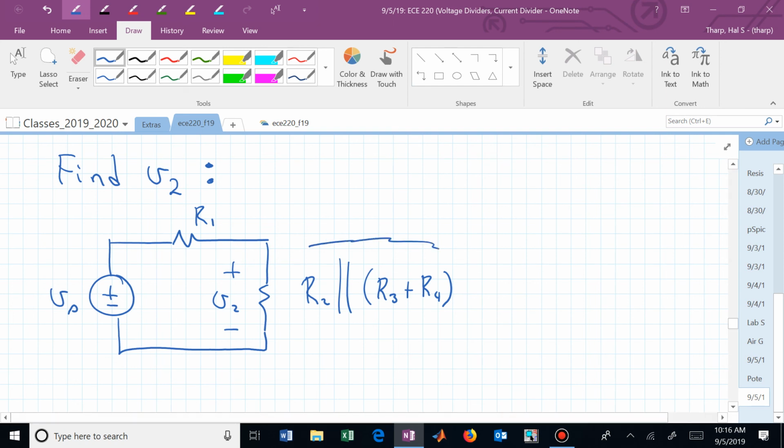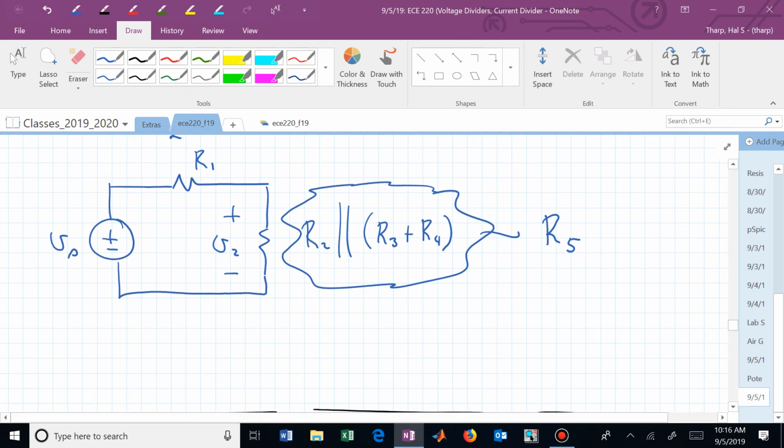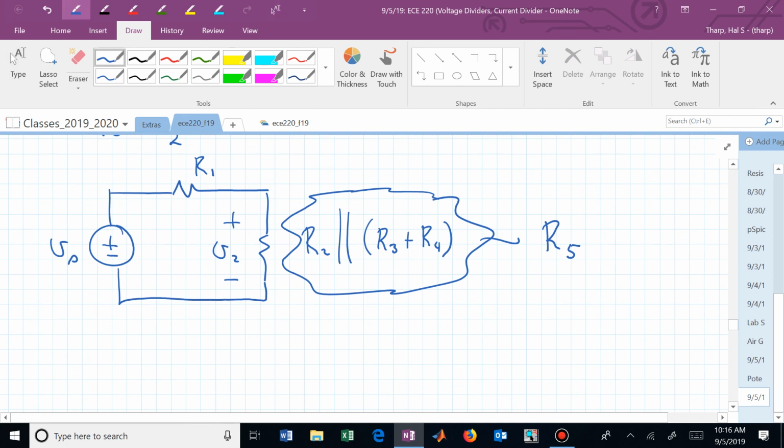So if we now call this R5, if we had numbers, we could calculate R5. If we had numerical values for all those resistors, then what's V2?